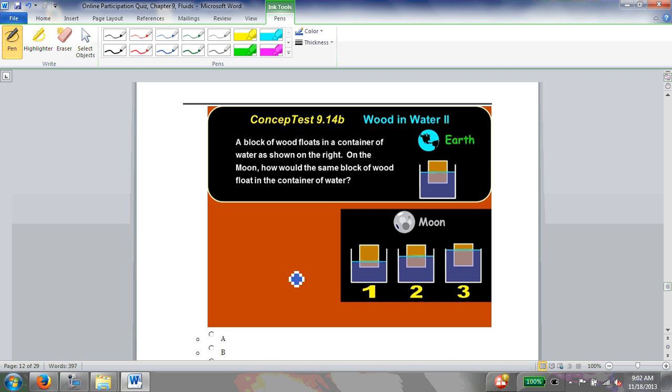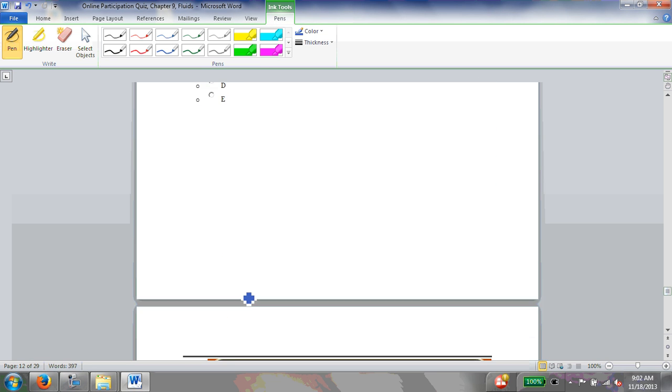All right, how would these scenarios change from the Earth to the Moon? It's going to be the same. The reason is because the buoyant force is equal to the weight. That's rho Vg equals mg. Notice that the g's cancel. So it doesn't matter if you're on another planet, your buoyancy will still be the same because, at least in this case, it's not related to the acceleration of gravity.